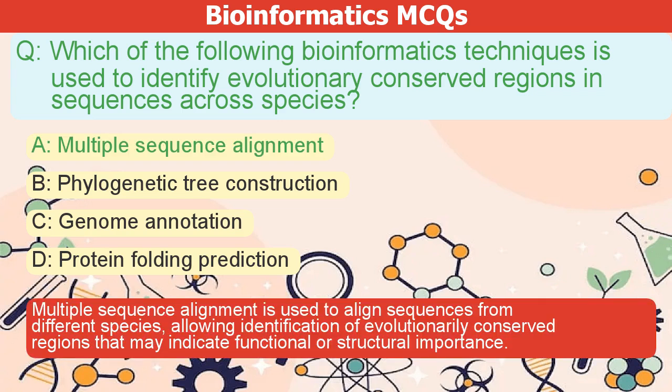The correct answer is A. Multiple sequence alignment is used to align sequences from different species, allowing identification of evolutionarily conserved regions that may indicate functional or structural importance.